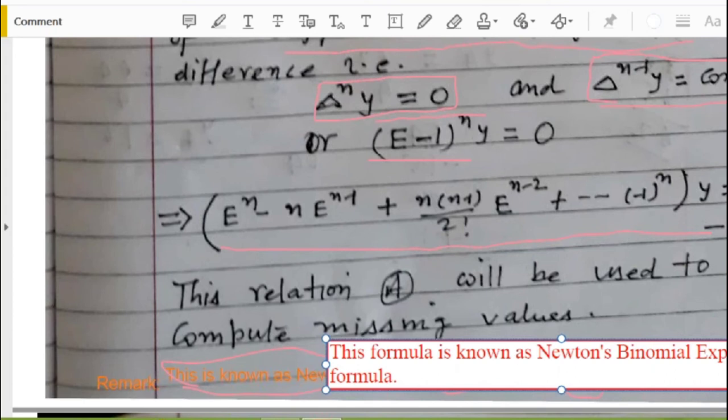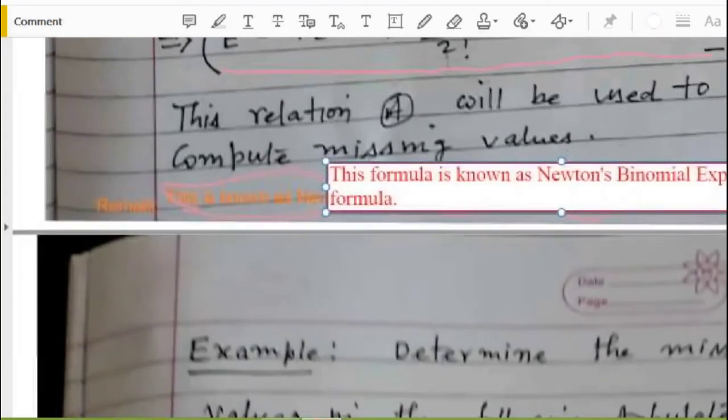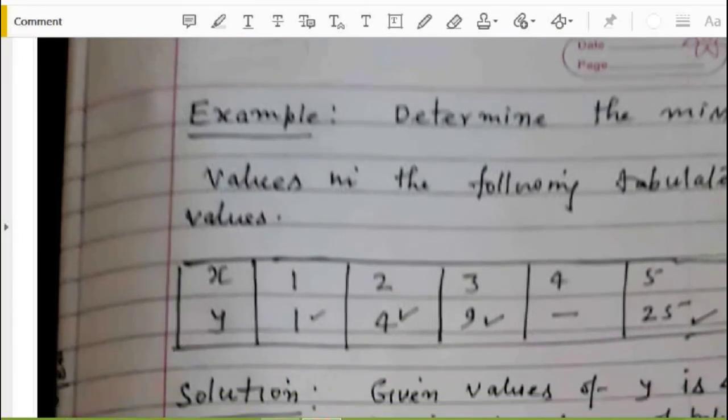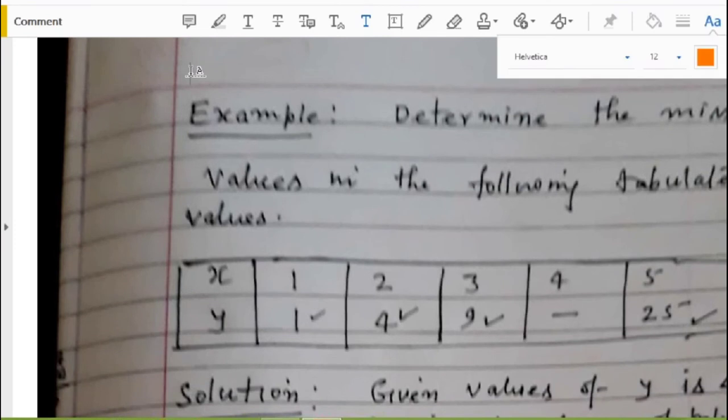Okay, let us go for the example. Is it clear? Yes, sir. Okay, now we go for the next one. Look at the example. Please mute.